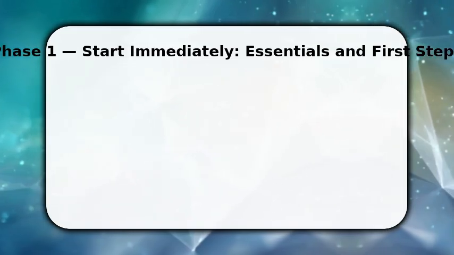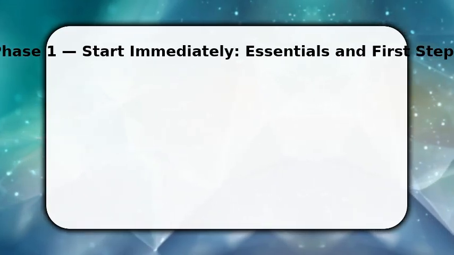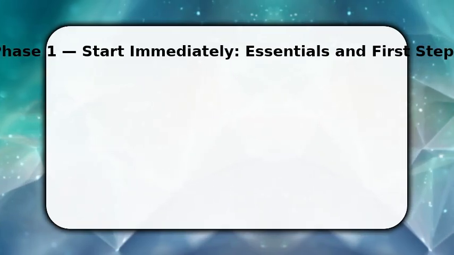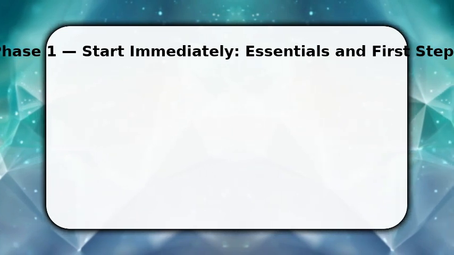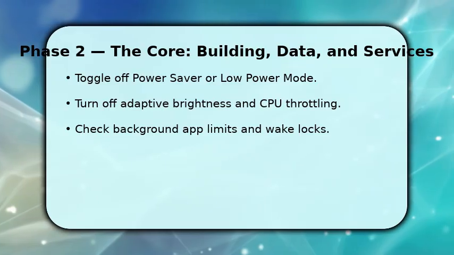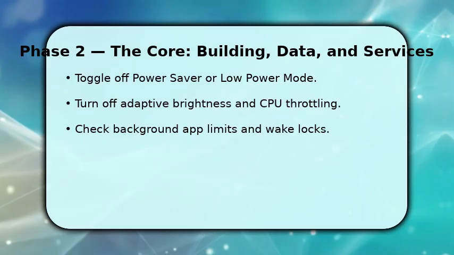This groups all power-saving options together so you can make consistent changes without toggling multiple menus. Make sure to stay in the top-level battery view rather than deep app-specific pages, because the master toggles live there. Once in the battery area, locate the power saver or low power mode toggle and switch it off. That immediately restores normal performance.